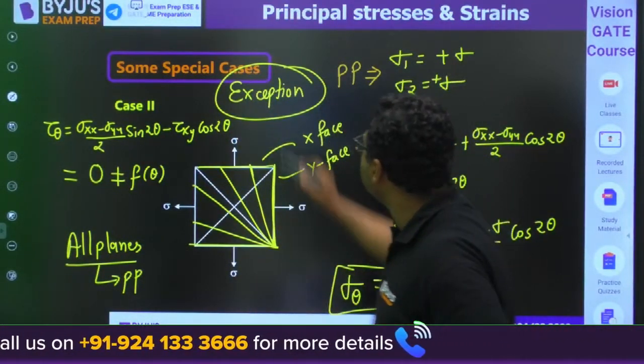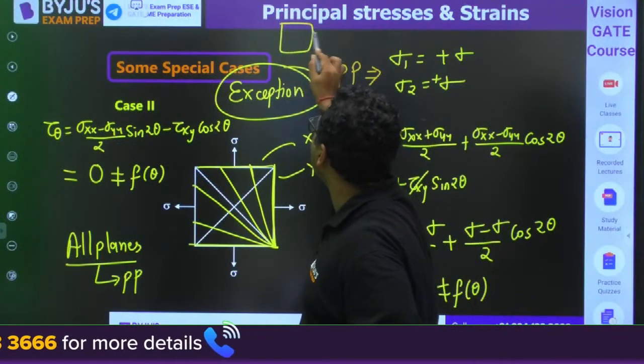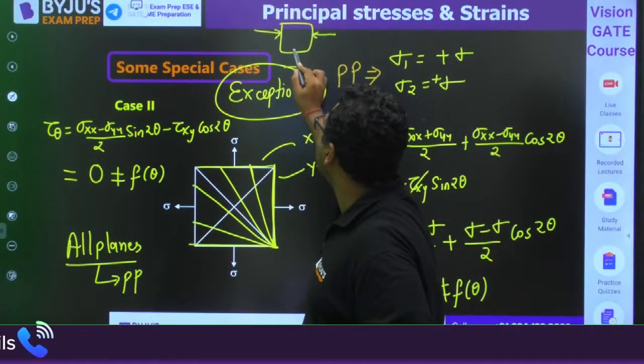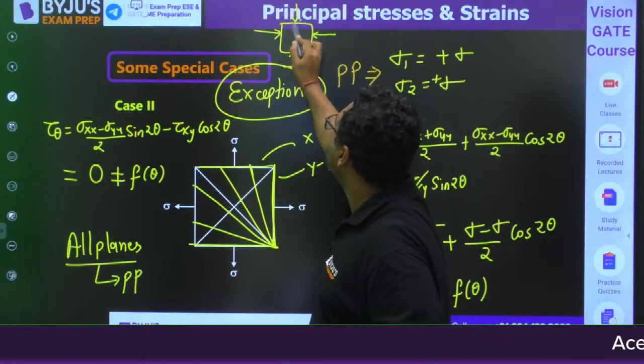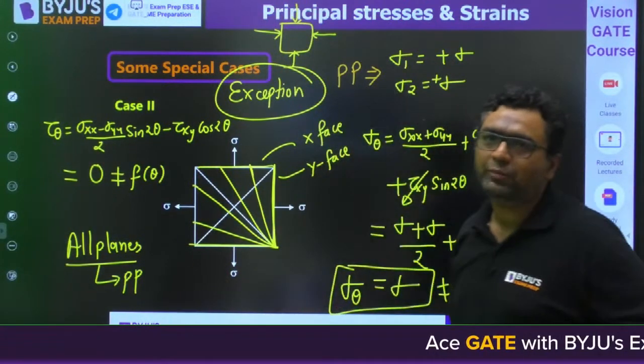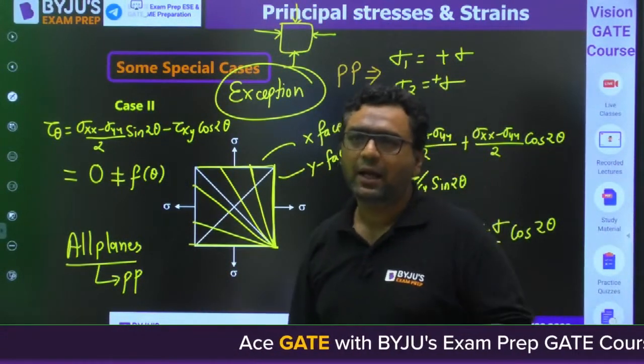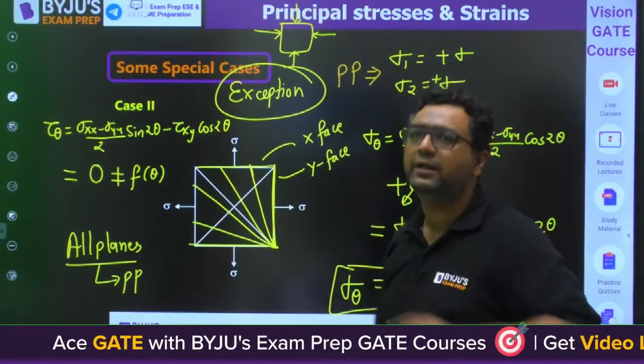Okay, if the same case is given in the opposite manner, like this sigma, this sigma, this sigma, this sigma, that kind of state of stress is said to be a hydrostatic state of stress, and that is available in fluids.